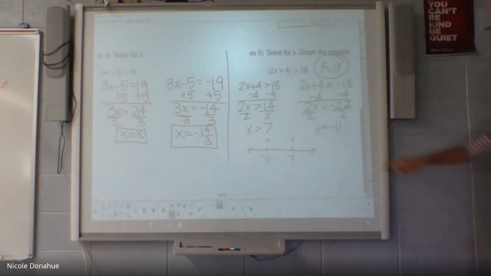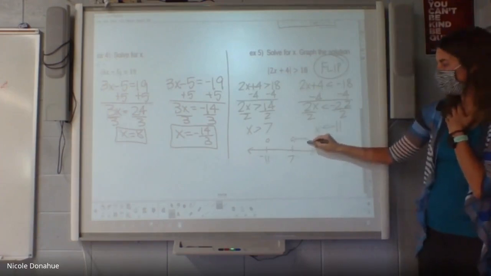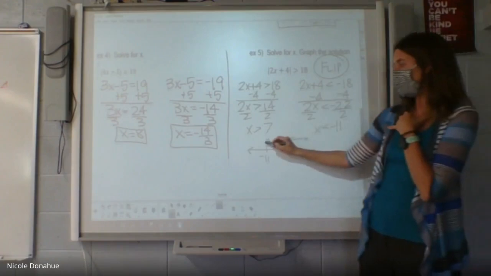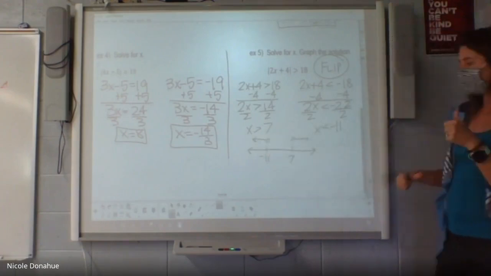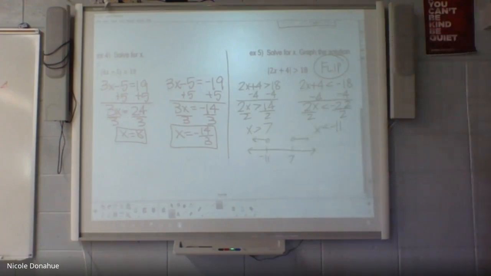And then it's greater than 7, but less than negative 11, so it's going to go smaller. So this is an or inequality. It's one or the other. It can't be both things. It has to be greater than 7, or less than negative 11.